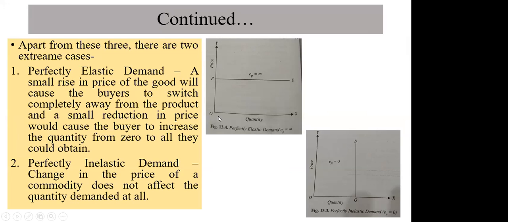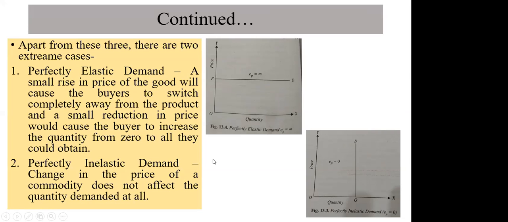And in this case, the demand curve becomes horizontal, because at this particular price, OP, the consumer will buy any amount they like or any amount they could obtain. But if the price shifts even slightly from OP, he will not buy anything. He will completely shift away from that product. So this is perfectly elastic demand. Here the coefficient value is infinite.